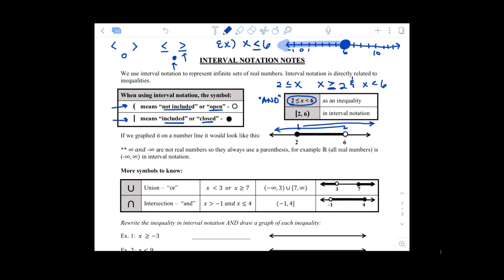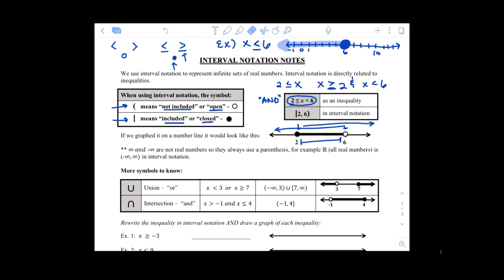Compound inequalities, you have to have 2 arguments that get satisfied. It has to work in both. It's not just that x can be greater than or equal to 2. Every x that actually makes this argument true has to be both greater than or equal to 2, but at the same time less than 6. And that is a particular group of numbers.